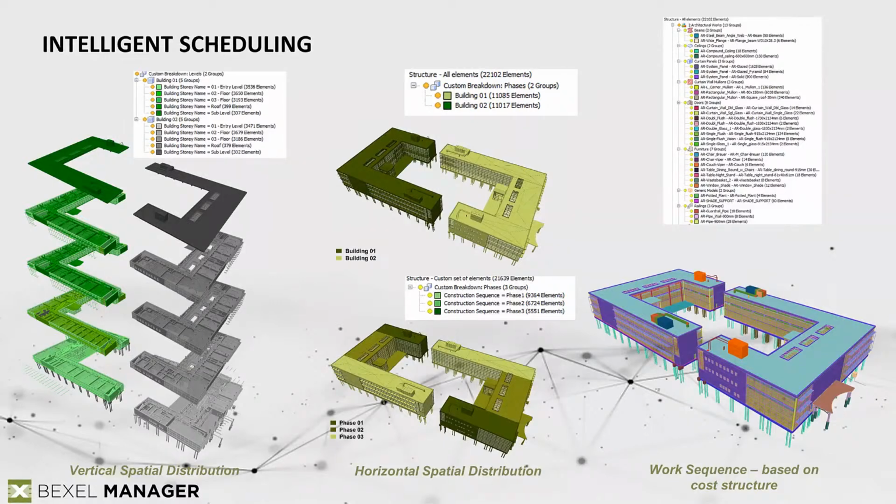Construction schedules usually have two main levels of organization. One is spatial organization and the second one is work sequencing.